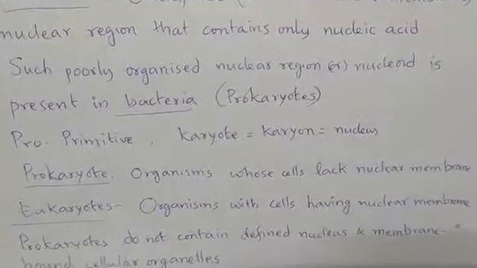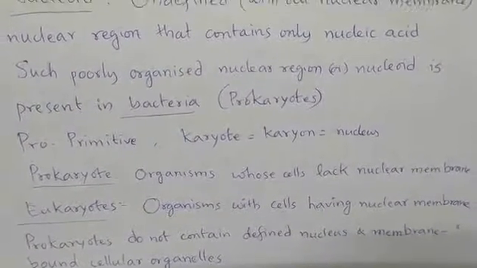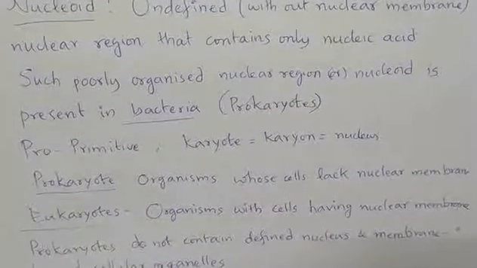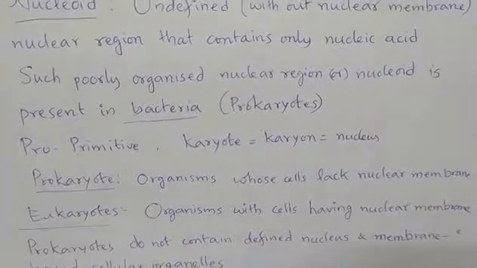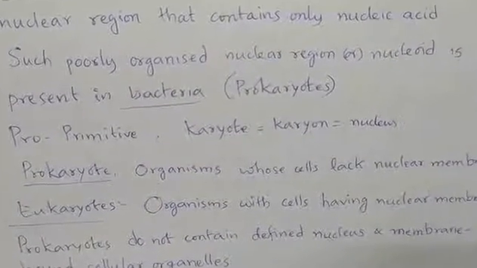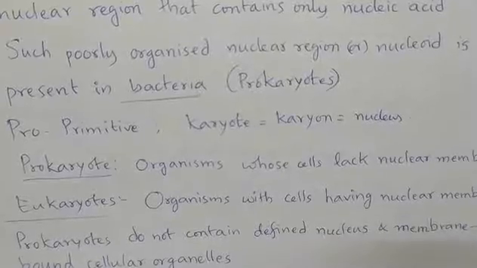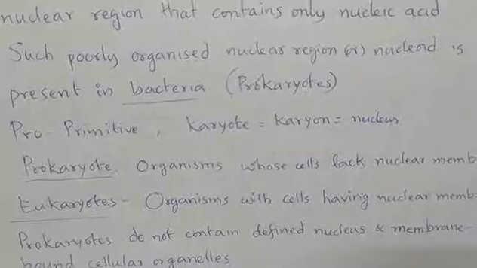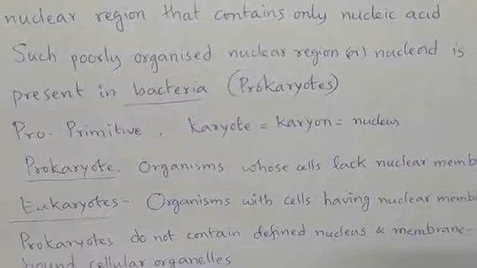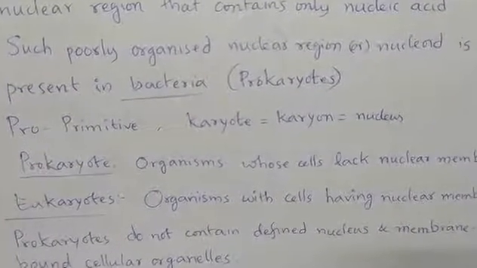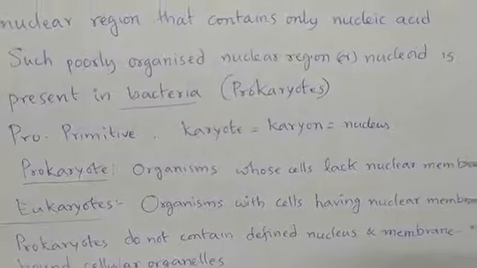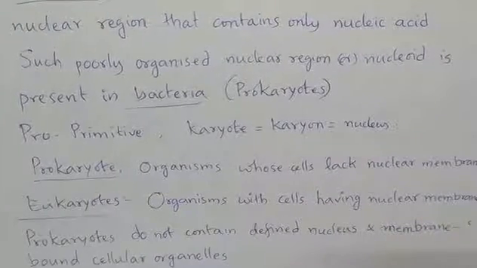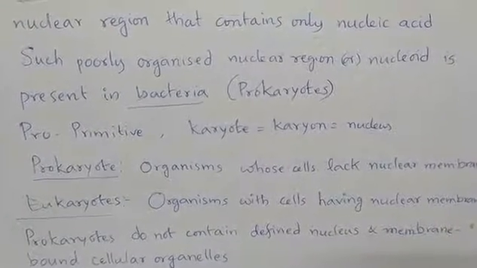Prokaryotes not only do not contain a defined nucleus, they do not contain membrane bound cellular organelles either. Whereas in eukaryotic cells, both a defined nucleus as well as membrane bound cellular organelles are very much present.